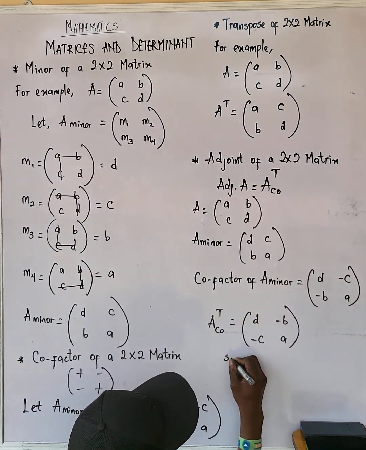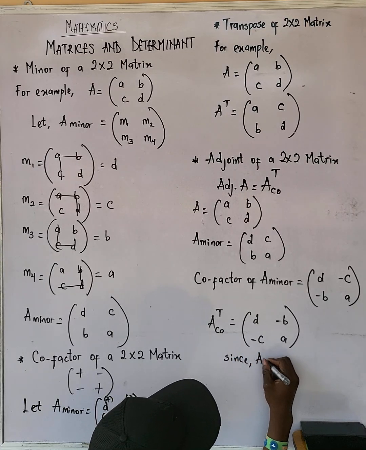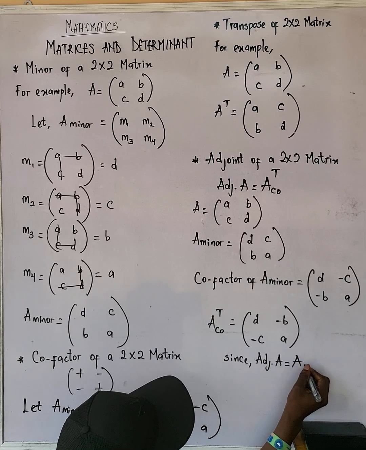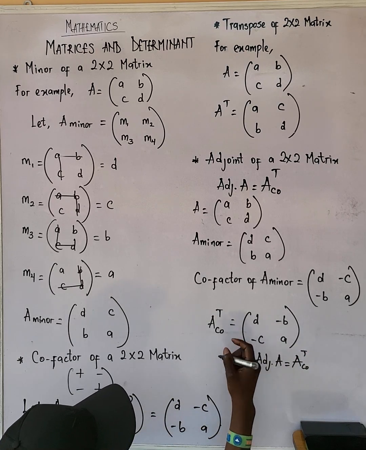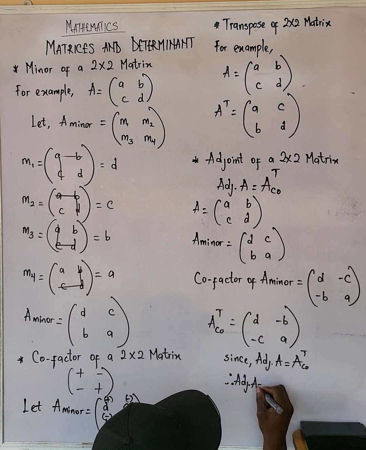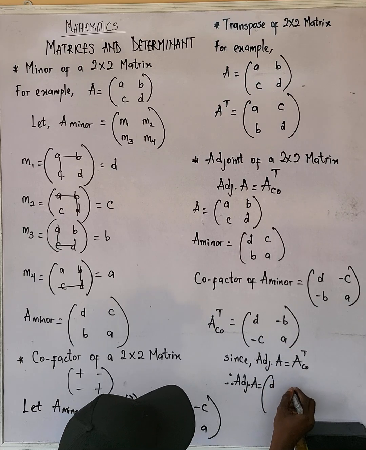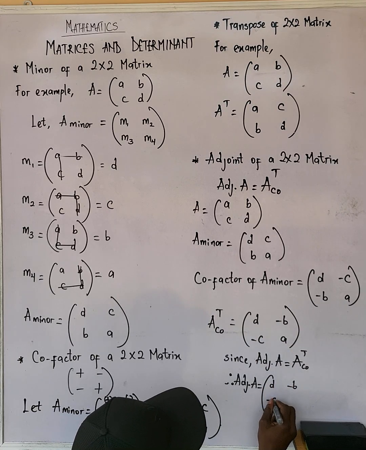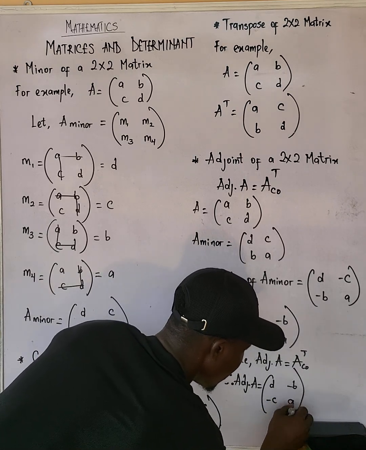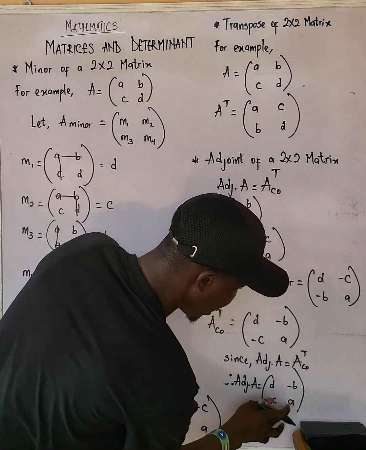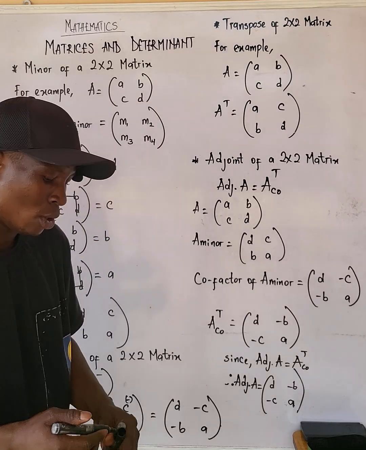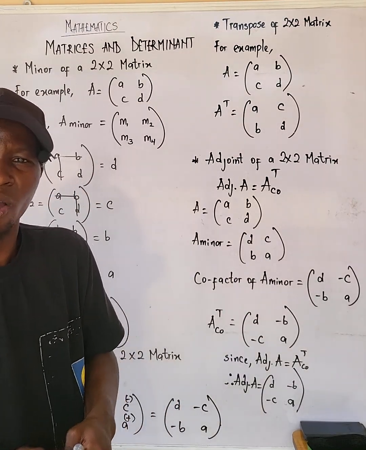Definitely. Since you know that the adjoint of A is equal to the transpose of the cofactor, definitely this is my adjoint. Therefore, the adjoint of matrix A is D, minus B, minus C, A. So this is how you get the adjoint. Don't forget that the adjoint is simply the transpose of the cofactor. Do you understand everything we've done so far?